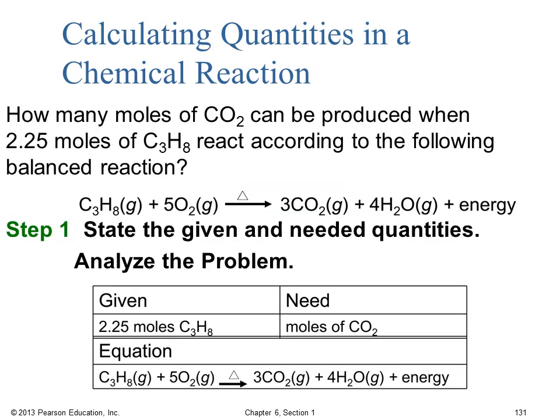So here it's asking how many moles of carbon dioxide can be produced when we have 2.25 moles of propane, C3H8, using the balanced reaction. So we have a combustion reaction here where we're starting off with 2.25 moles of C3H8, and we're trying to figure out how many moles of carbon dioxide, CO2, are going to be made.